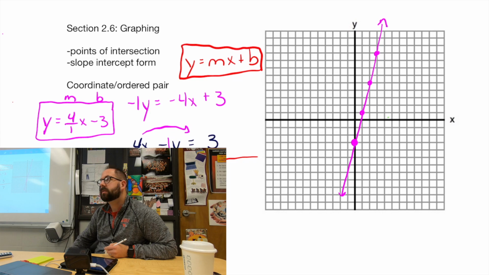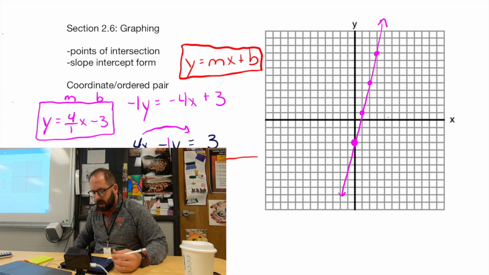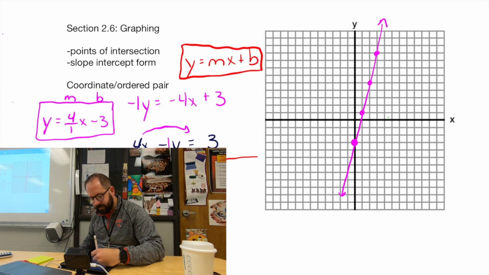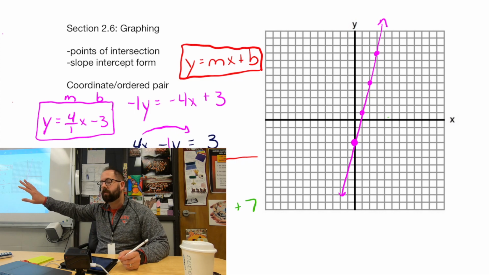Questions? Okay. All right, second one. Let's do it in green. Okay, so second equation, same exact thing. I'm going to move the 5x over, because I need to get this y by itself. When I move the 5x over, it becomes negative. Then I'm going to divide everything by 2.